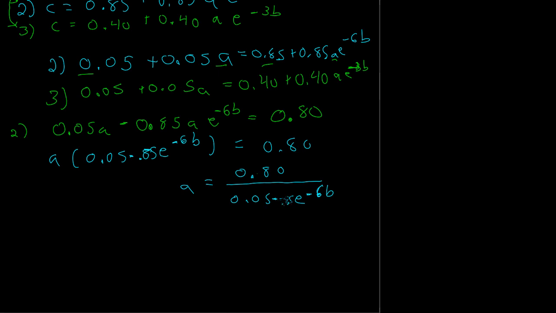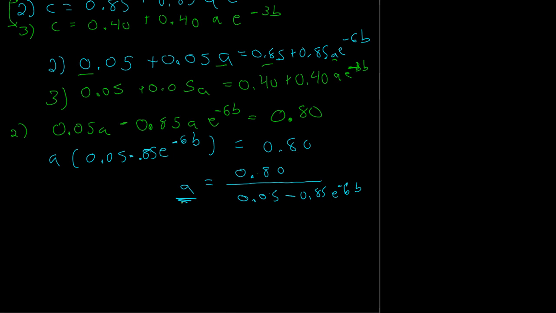Let me get my eraser out and just tidy that up. Hold on 2 seconds. (0.05) minus 0.85 e to the negative 6b. Okay. So I subtracted this from the left-hand side. That gave me this expression. I subtracted this from the right-hand side. That gave me this new constant. I factored a out front because both of these terms had an a, right? That had an a term and that had an a term. And I divided both sides by this. So now I have a on its own.